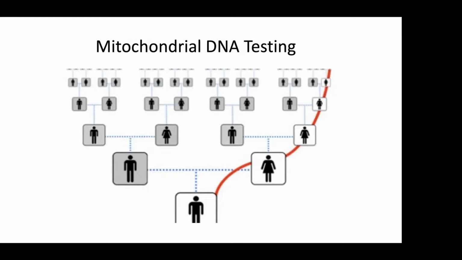We all inherit mitochondrial DNA from our mothers, but only women pass it on. So this test can help you trace and confirm maternal lines. Now, I describe these first two test types as narrow and deep. They are narrow because each traces just a single line through your family tree.